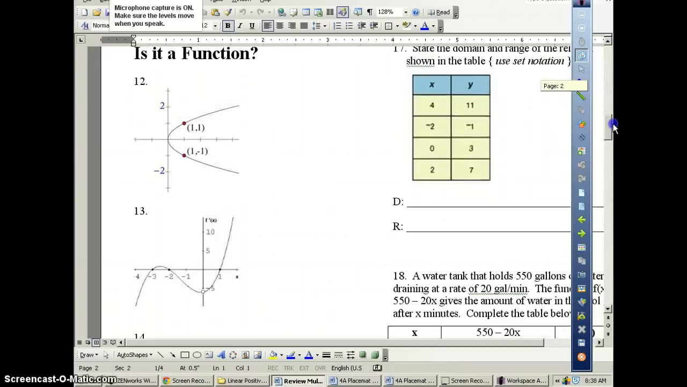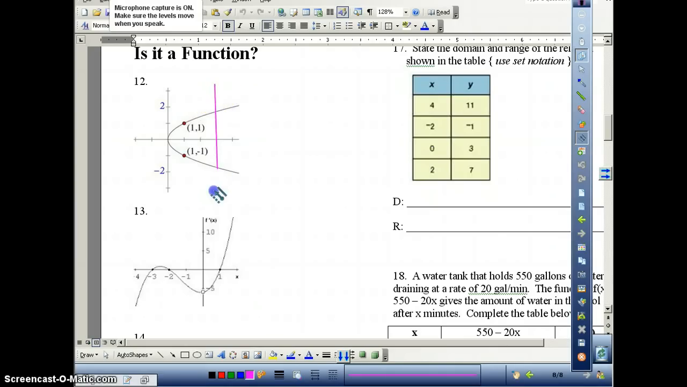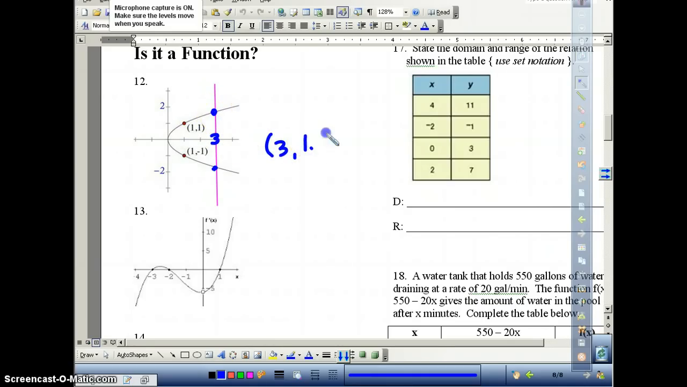Now let's look at graphs. If I give you a graph, you do the vertical line test. If I draw a vertical line, if it is a function, it only passes through the graph once. But here, this passes through the graph twice. So this x value of 3 is paired with this y value of 1.5, and it's also paired with a y value of about negative 1.5. Is it a function? No. Your x values can only show up once.